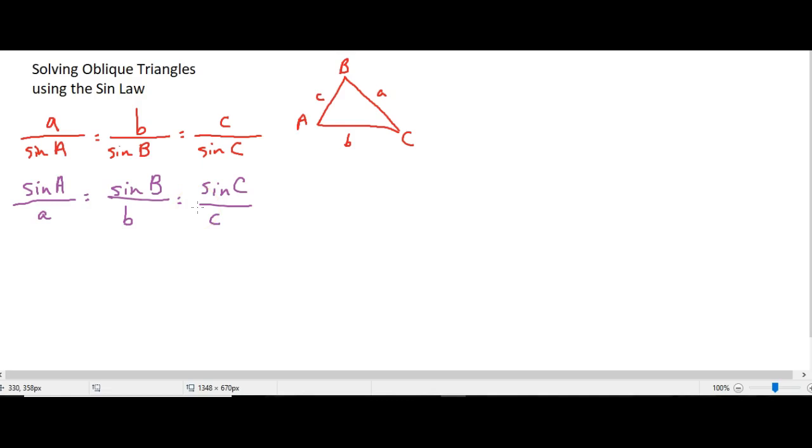You can use it either way. The ratios will still be equal. Now what I'm going to do is show an example of how to use this.